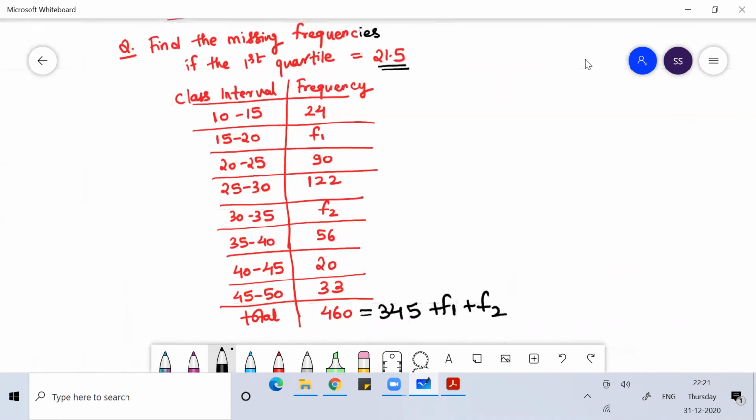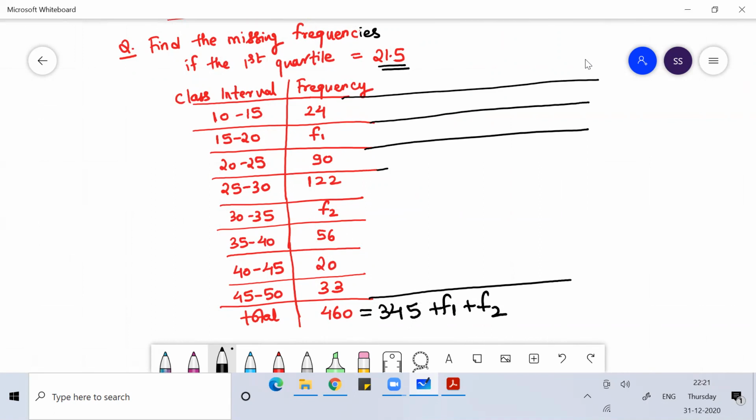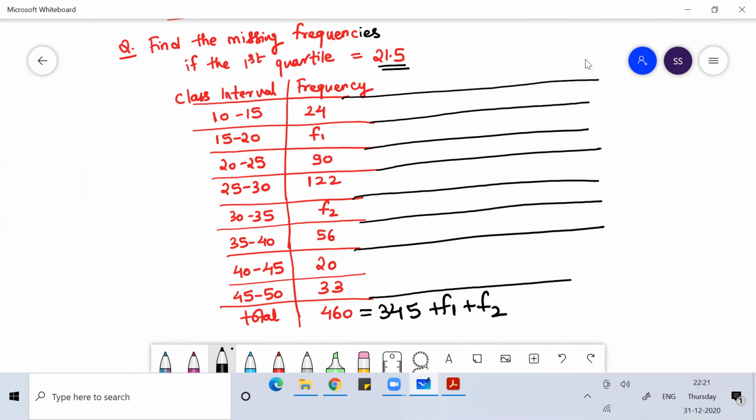This is the sum total of all the frequencies, that is 345 plus F1 plus F2. Clear everyone? I hope this is clear with everyone. So I can say this sum is 345 plus F1 plus F2.